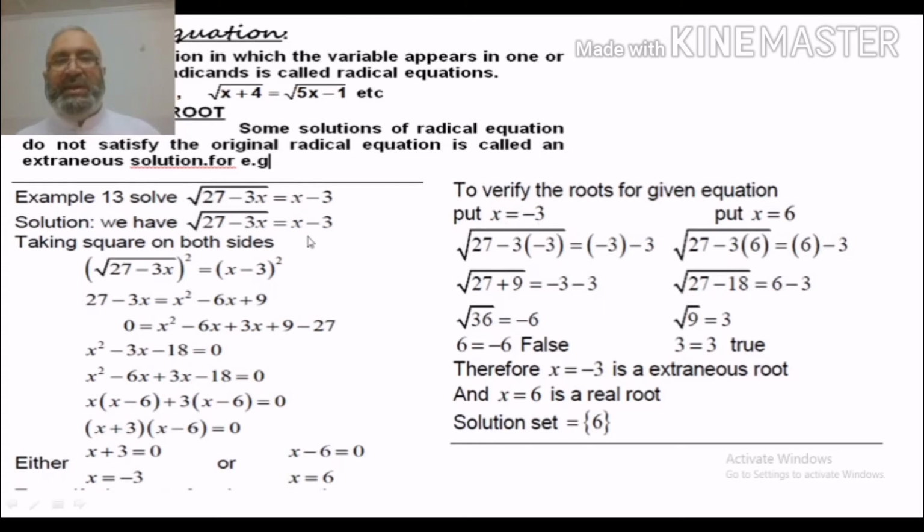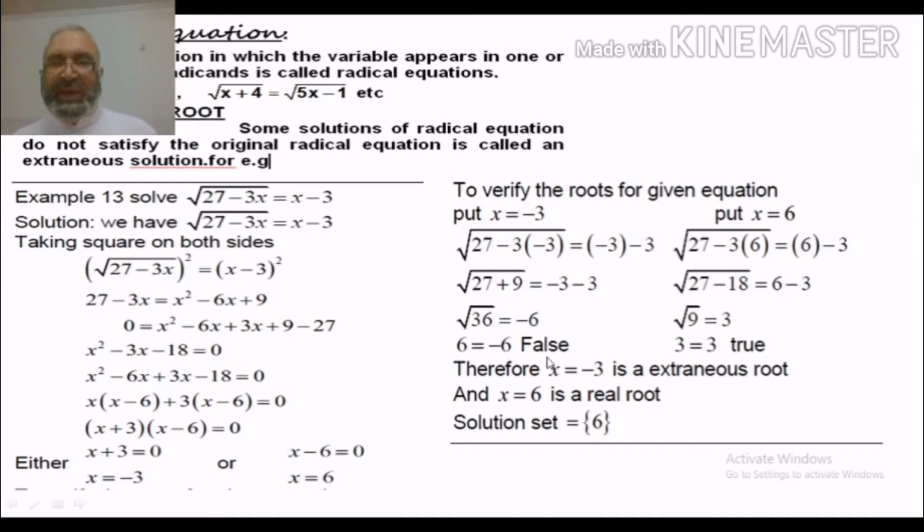So by putting x is equal to minus 3 in the original equation, this becomes 27 minus 3 into x value minus 3 is equal to, on the right side, x minus 3 means minus 3 minus 3. Simplifying, 27 minus 3 multiplied by minus 3 becomes plus 9 is equal to, on the right hand side, minus 3 minus 3. So on left hand side, 27 plus 9 becomes 36 under root is equal to, on the right, minus 6. Again 36 square root, positive, means 6, on the right is equal to minus 6. So 6 cannot be equal to minus 6.